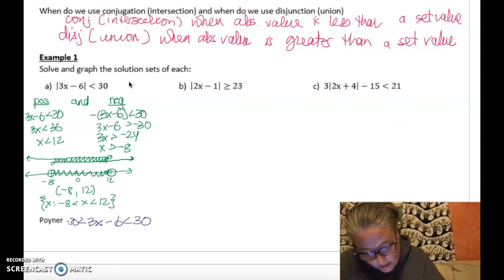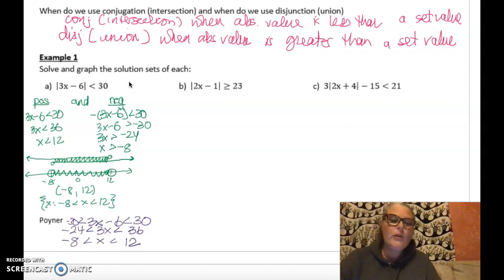Sorry about that. So then I get negative 36 is less than 3x, which is less than, not negative 36. All right, so it's negative 24, sorry. Negative 24 is less than 3x, which is less than 36. And then divide everywhere by 3, I get negative 8 is less than x, which is less than 12. Oh, look, you get the same answer.